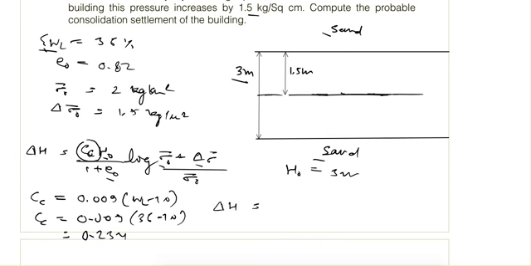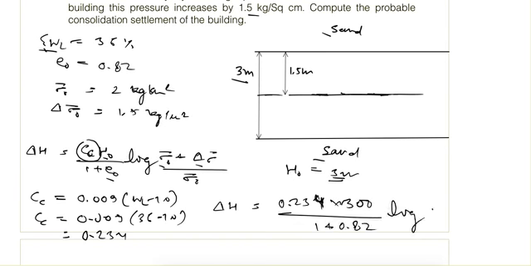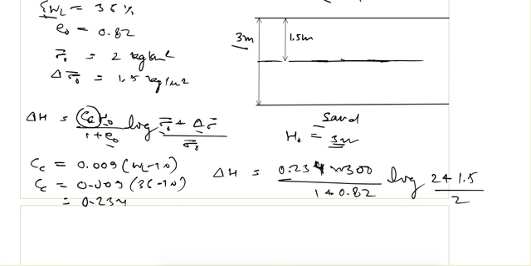can be given as 0.234. If we want to find out the settlement in centimeters, let's convert this into centimeter, 0.234 times 300, divided by 1 plus 0.82, times log of (2 plus 1.5) divided by 2. So here we don't need to worry about the units of this stress because it will cancel out, and so settlement is equal to 9.37 centimeter. So this is the answer.